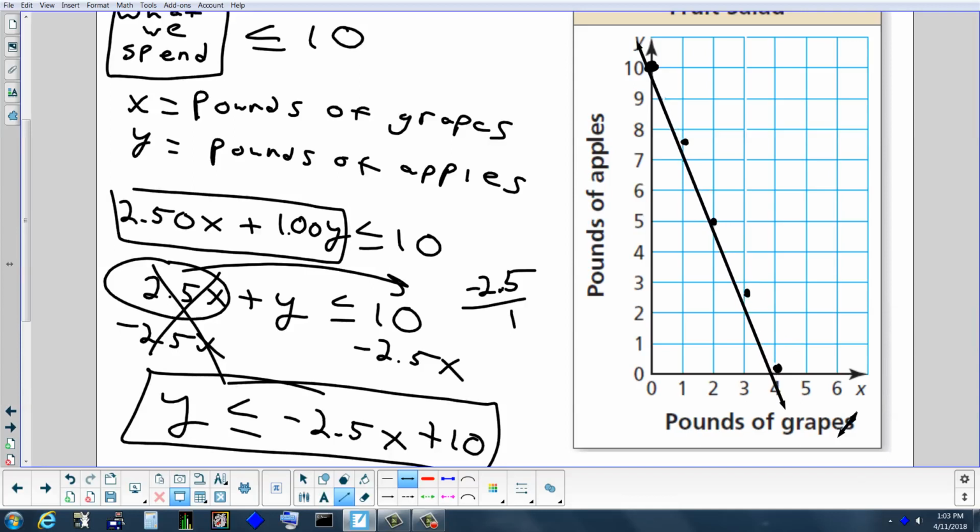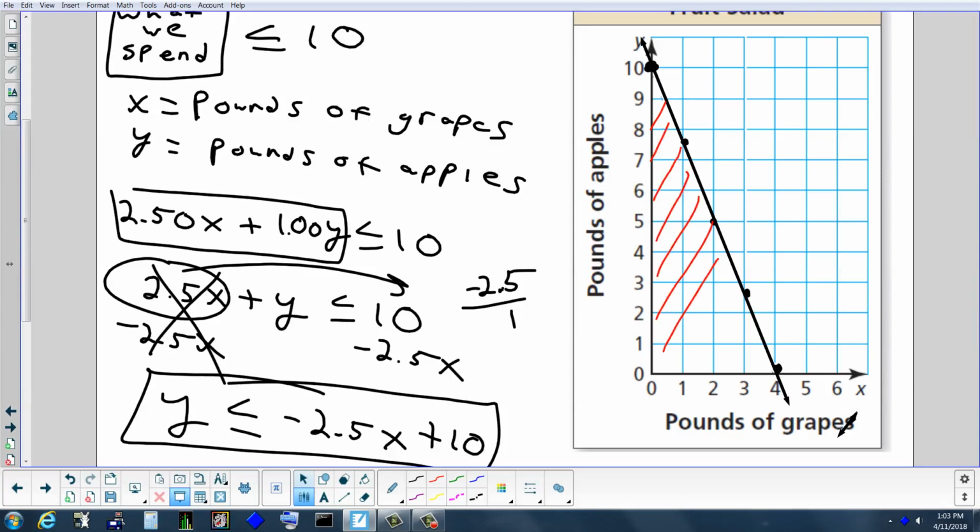Probably about like that. You shade and below. Shade below. So to shade it, let's just, that's not a lot to shade. Just try to stay neat inside it.